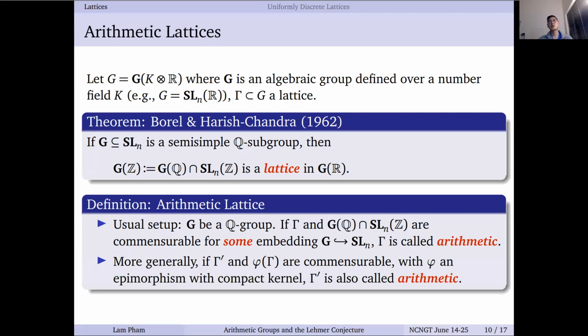But more generally, we can take gamma prime and phi of gamma to be commensurable, where phi is a surjective morphism with compact kernel, and then gamma prime will then also be called arithmetic. These are very general definitions. They will not matter too much in this context, in the sense that I will work with very concrete examples. But these are what the definitions are.